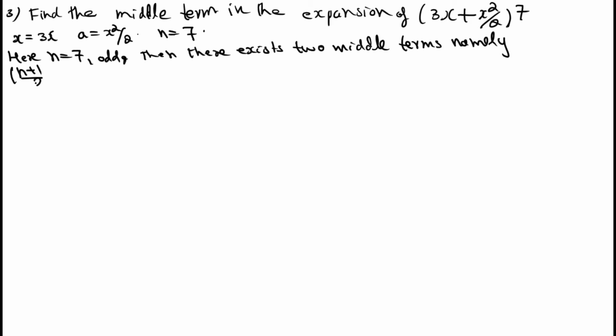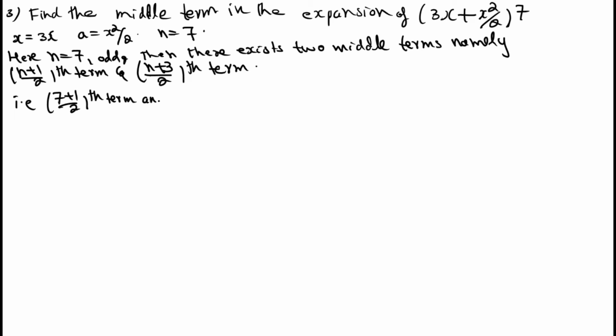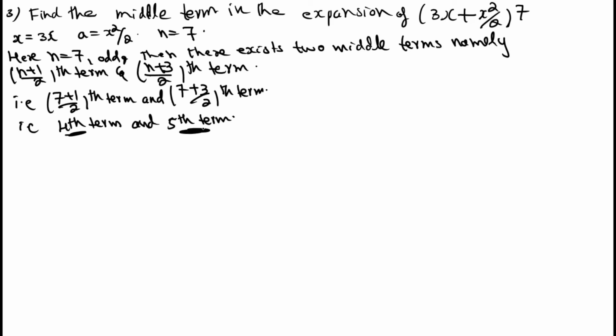okay, what are the two middle terms? The (n+1)/2-th term and the (n+3)/2-th term. That is, with n value 7, the (7+1)/2-th term and the (7+3)/2-th term. That is 7 plus 1, that is 8 by 2, the 4th term. If the first is the 4th term, clearly the next one is (7+3)/2, that is 10 by 2, that is the 5th term. Now you need to calculate the 4th term and the 5th term.